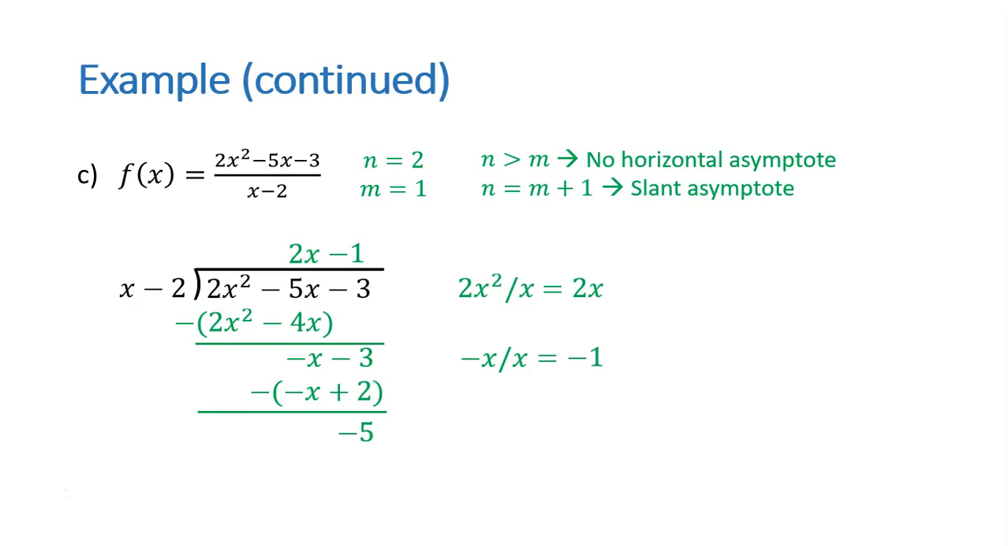So for our slanted asymptote, we disregard the remainder, and then the equation of our diagonal line is going to be y is equal to whatever the quotient is. In this case, the quotient is 2x minus 1. Our slanted asymptote is going to be y is equal to 2x minus 1.